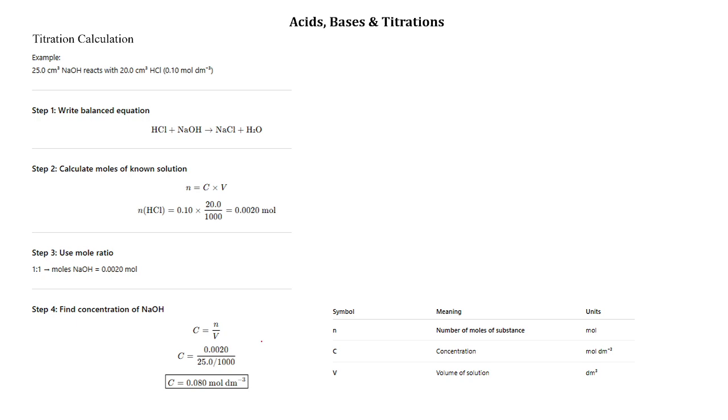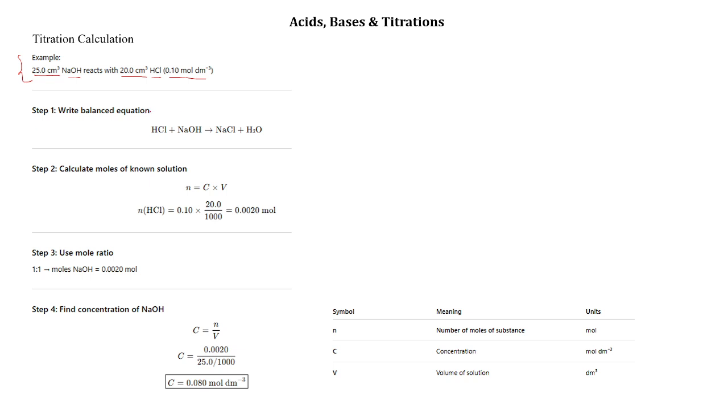Now, the main aim of this video is to make you understand the calculations related to titration. Here what is written: 25 cm³ NaOH reacts with 20 cm³ HCl. Now the concentration of HCl is given.